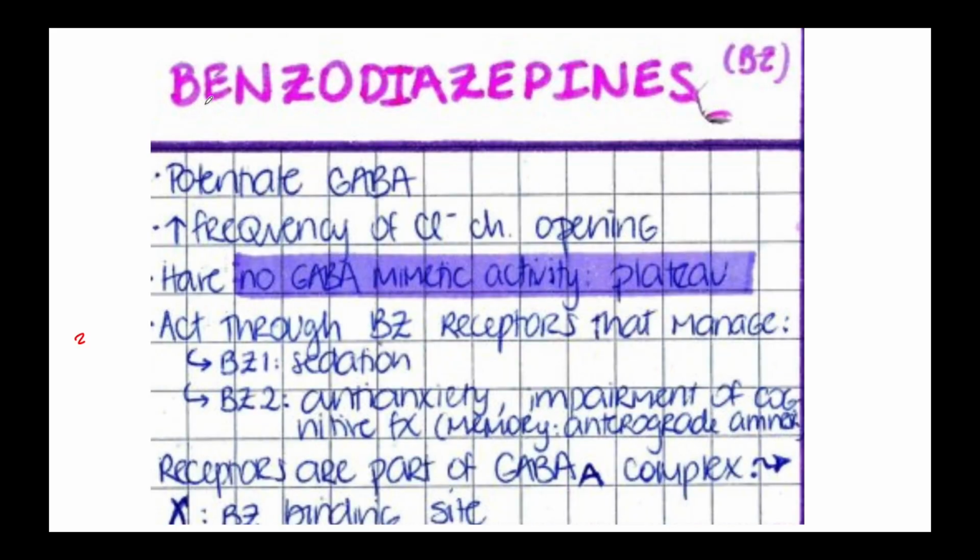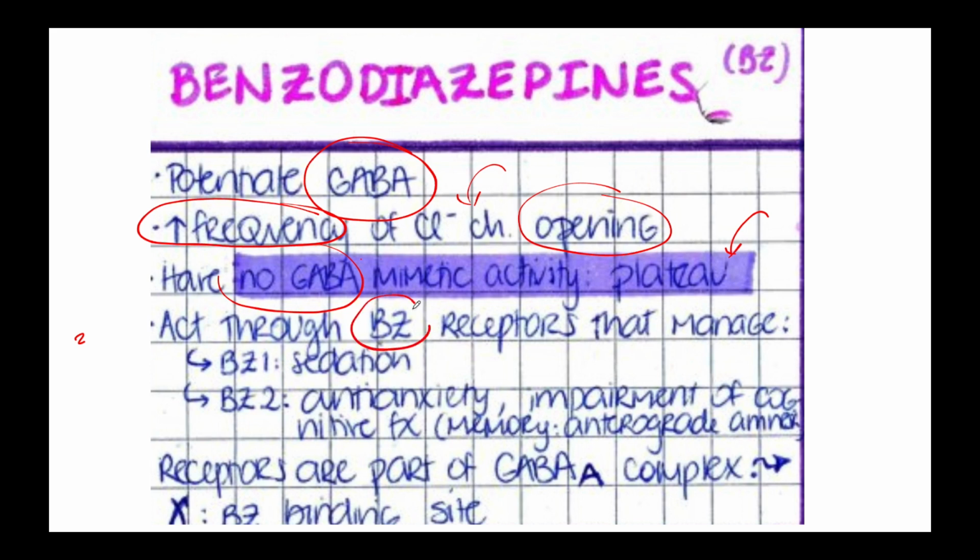Let's learn five important points about the benzodiazepines. Benzodiazepines potentiate GABA. They increase the frequency, not the duration, of the chloride channel opening, is what you need to remember. Benzodiazepines do not have any GABA mimetic activity. That is the reason they plateau. Whereas those drugs which have GABA mimetic activity do not plateau. So please remember that.